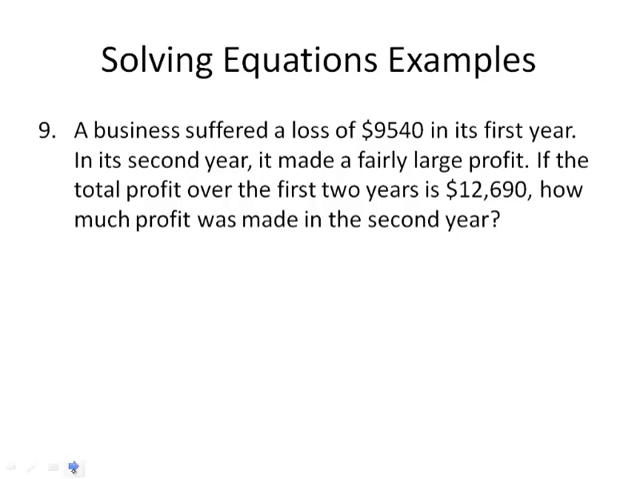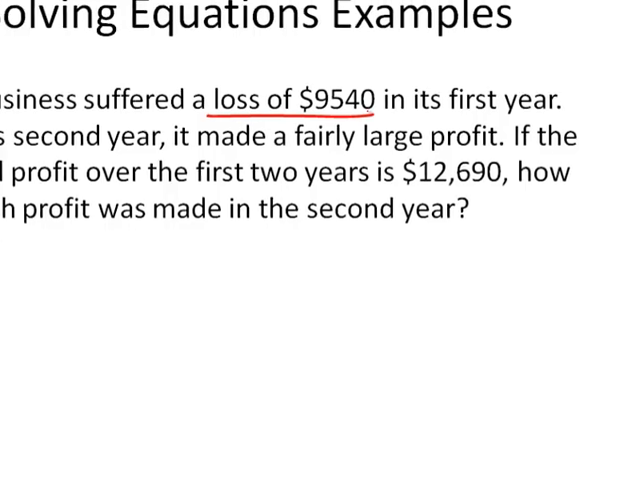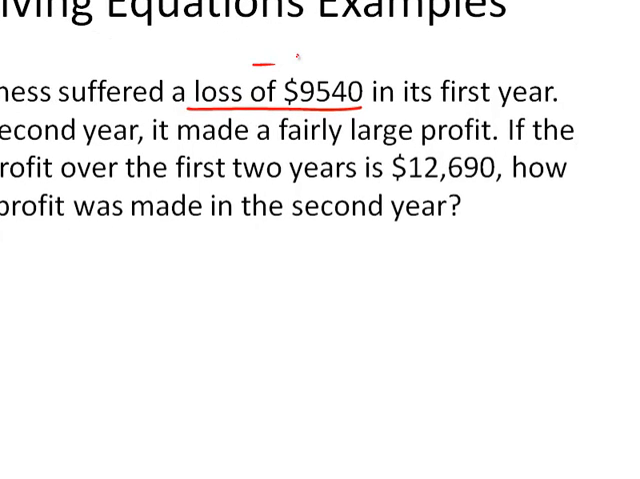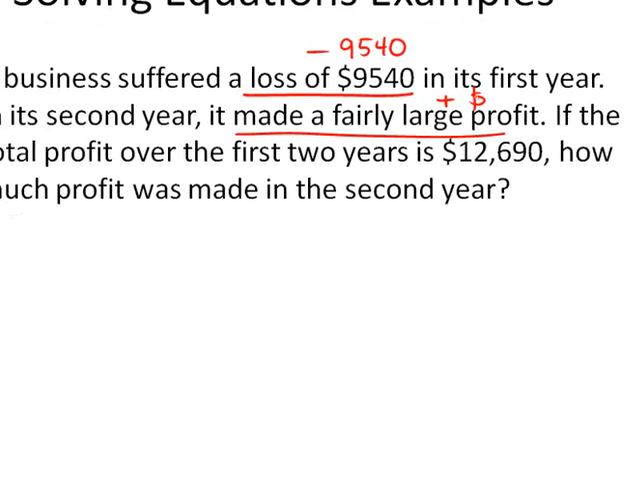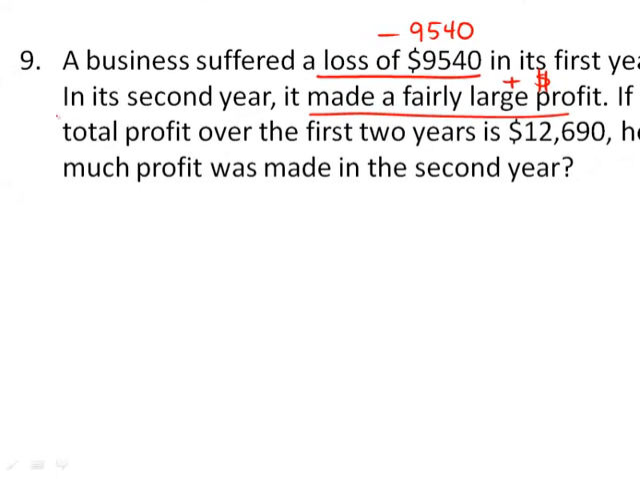One final word problem here. Let's take a look. A business suffered a loss of 9,540 in its first year. So that's minus 9,540. In its second year, it made a fairly large profit plus some number of dollars. If the total profit, total implying adding together the profits over the first 2 years, is 12,690, how much profit was made in the second year?